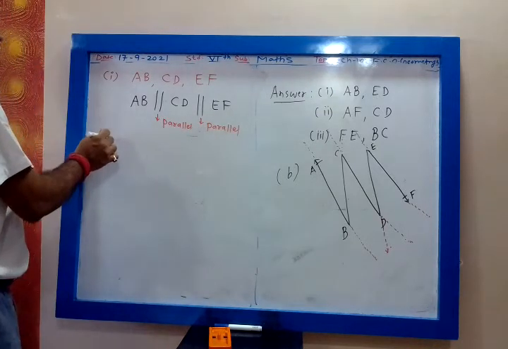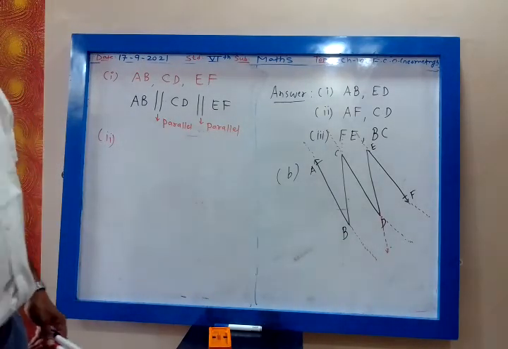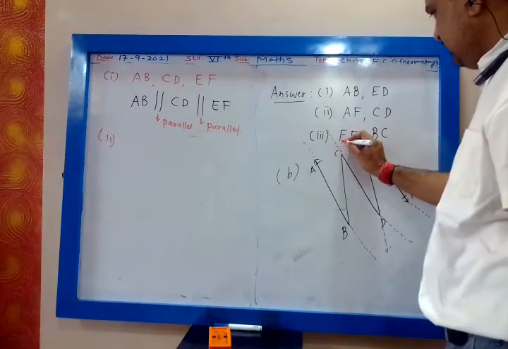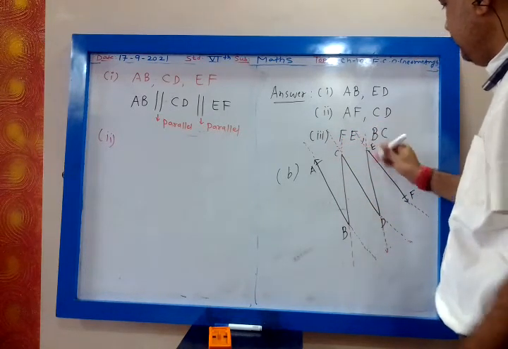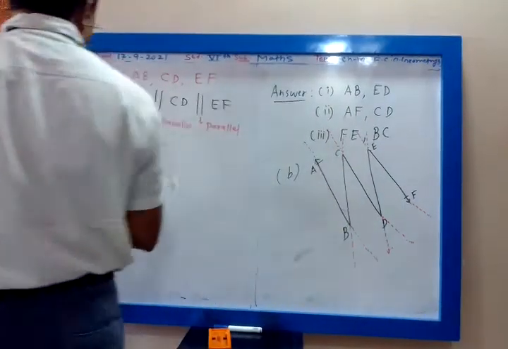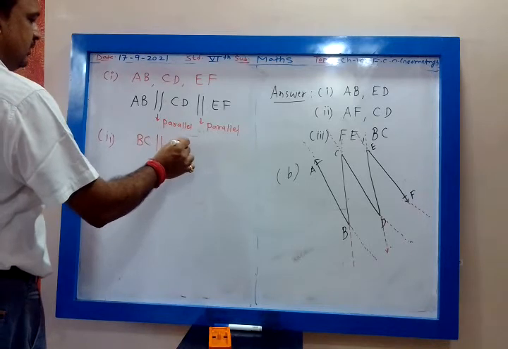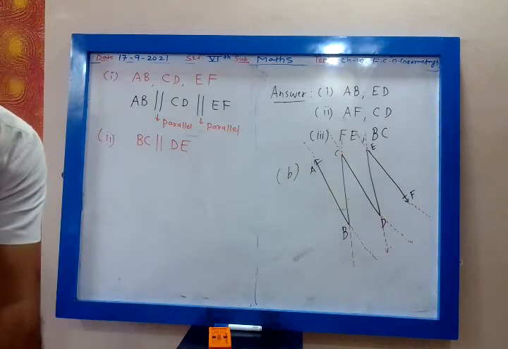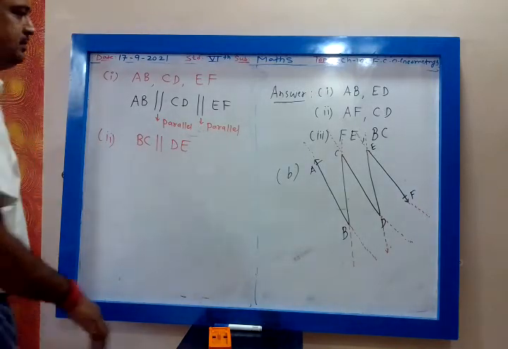Then there is one more. What is that? See this. BC and D, they are also parallel. BC is parallel to D. Two vertical lines mean parallel. Okay.